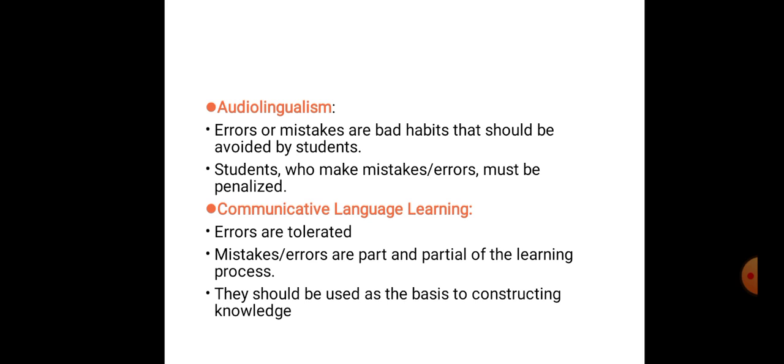Let's move to the other. This is an approach, communicative language learning, which considers errors as tolerated, embraced. Mistakes and errors are part and parcel of the learning process, and this should be used as the basis for constructing knowledge. If we don't make a mistake, we can't learn.